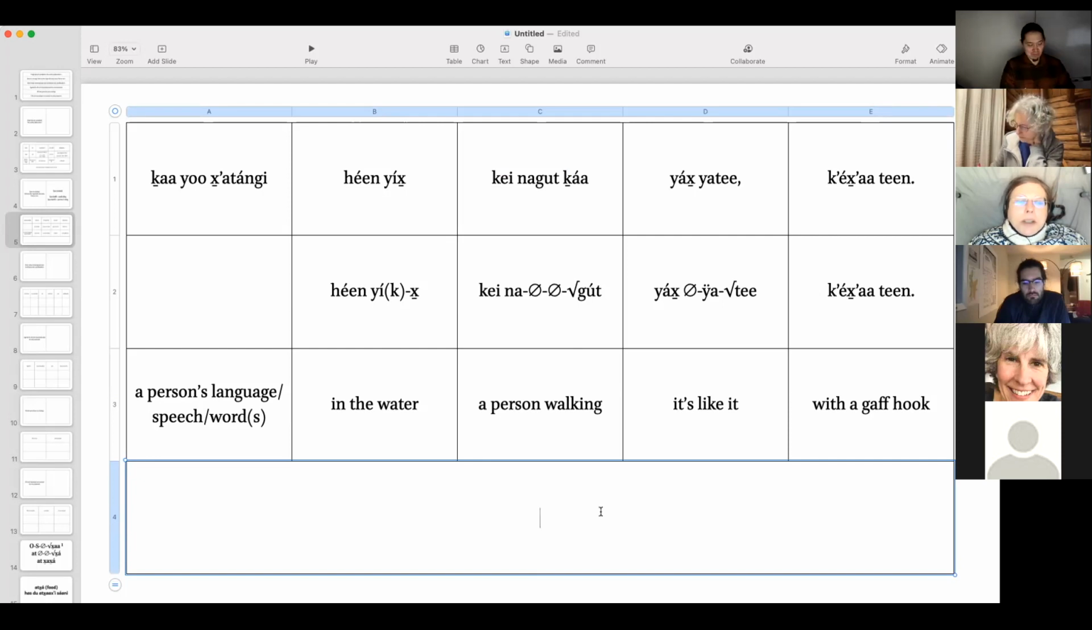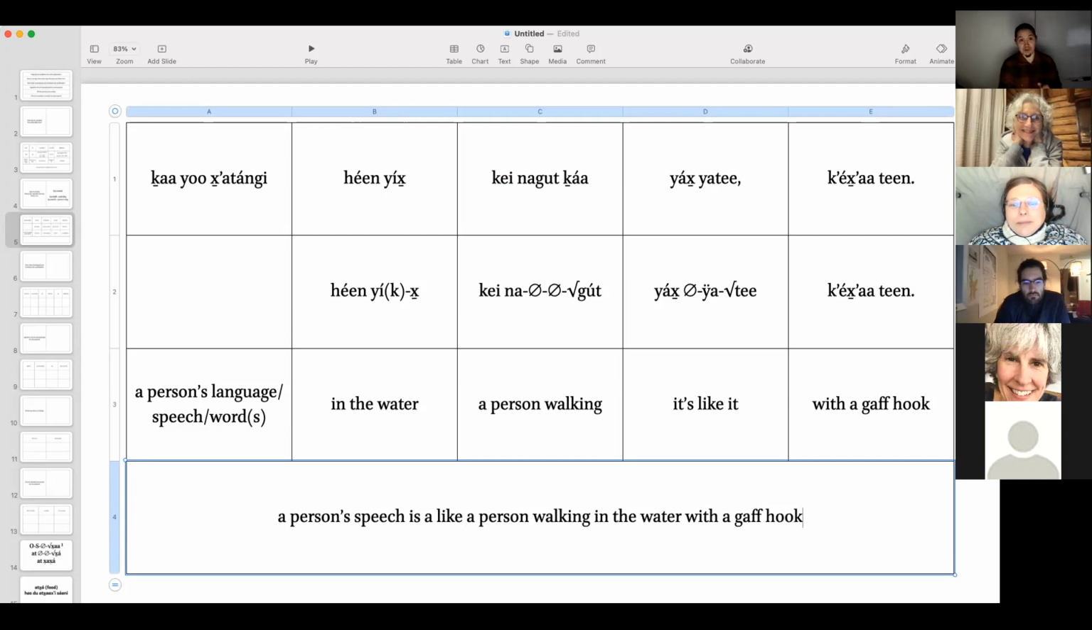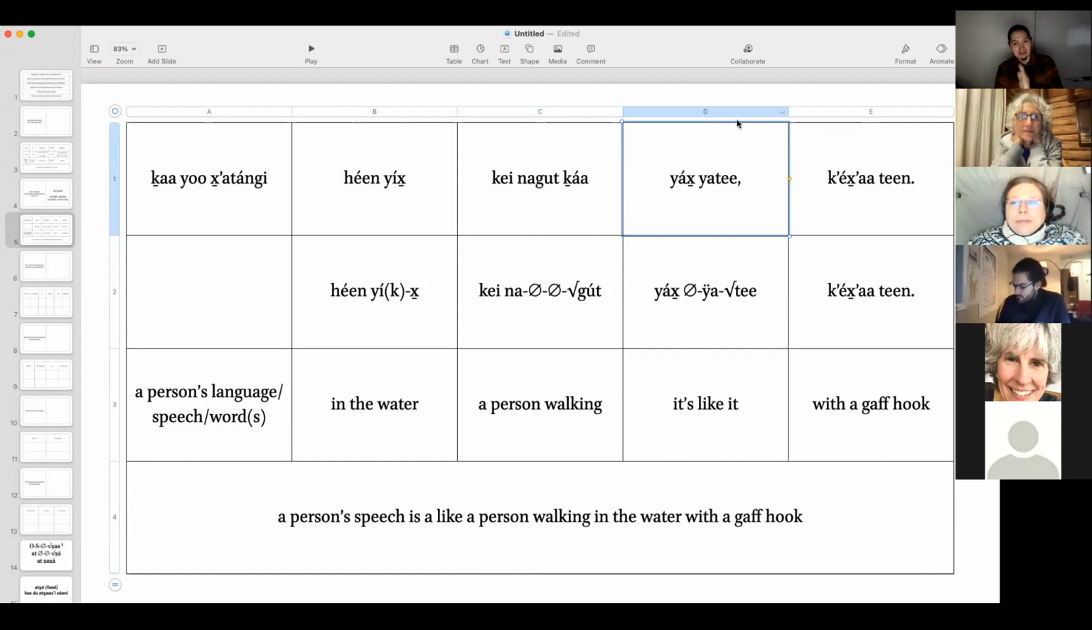A person's speech is like a person walking in the water with a gaff hook. Yeah, and so you see, there's a little bit of flexibility here, because you could say, "Kayuch atungi, hin yich kenakut ka." But I think you would wonder, why wouldn't the kechatin be with the person? I think it's because once it starts to get too complicated, you have to insert the verb to show that it's a metaphor.